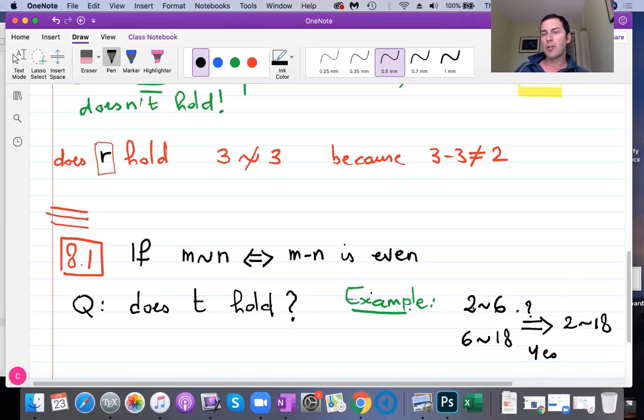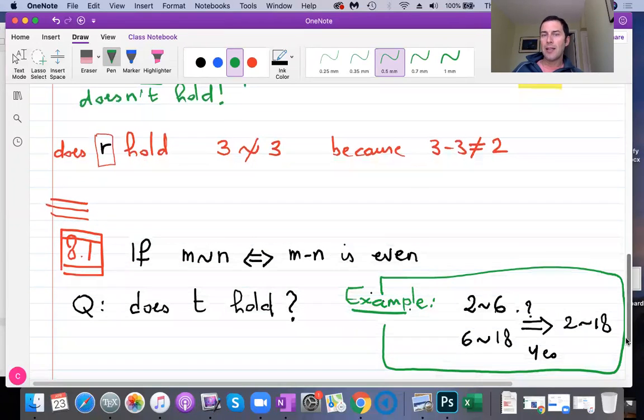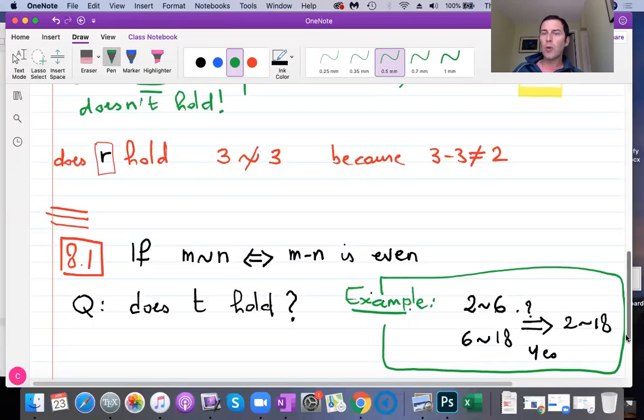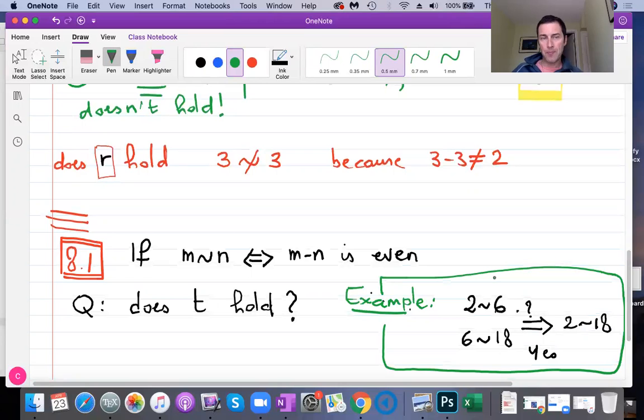And why is this? Because if the difference between 2 and 6 is even and the difference between 6 and 18 is even, then the difference between 2 and 18 is the sum of the 2 differences, which is the sum of 2 even numbers, which is also even. Okay? So the example has helped me to understand what's going on, but that's not what goes in the proof, right? What goes in the proof is the understanding that the difference between 2 and 18 is the sum of the difference between 2 and 6 and 6 and 18.